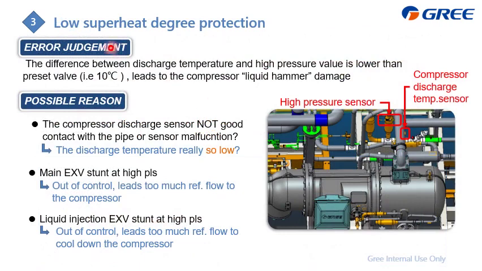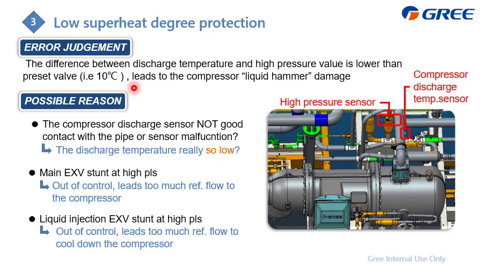Next is low superheat degree protection. It is for the compressor, and here is the judgment, which is the difference between the discharge temperature and the high pressure value. If this is lower than the preset value, for example 15 degrees, it indicates the compressor intakes too much liquid.